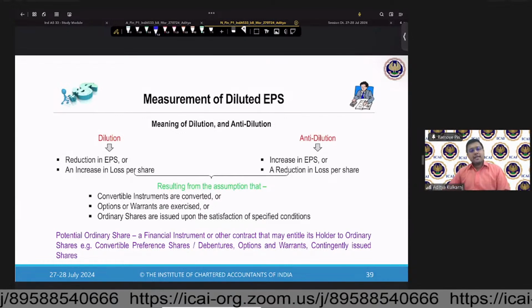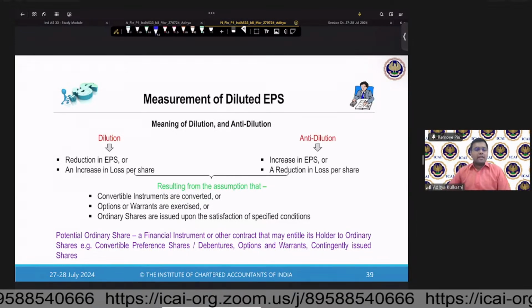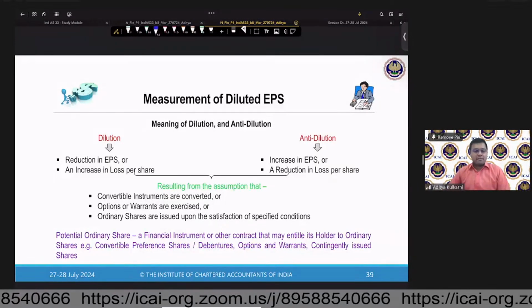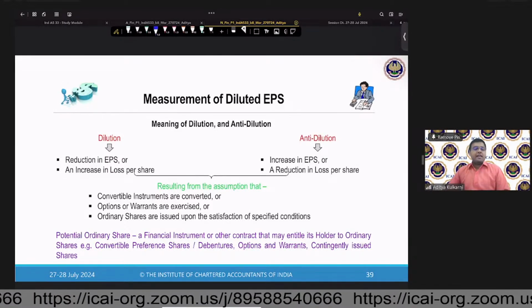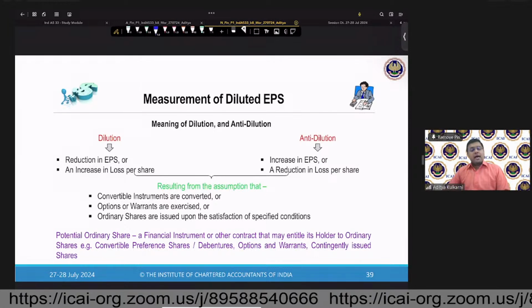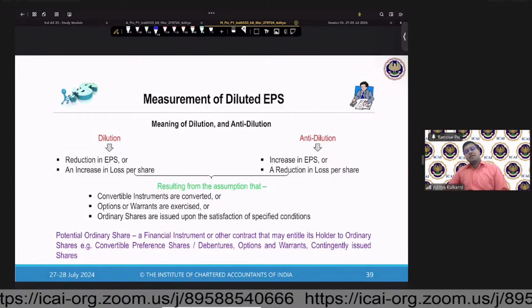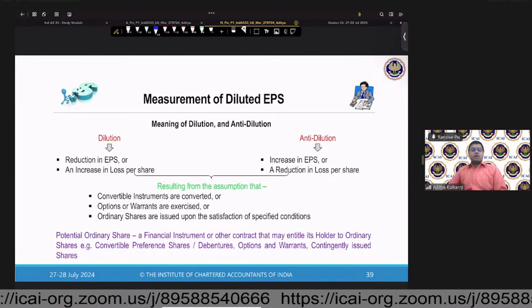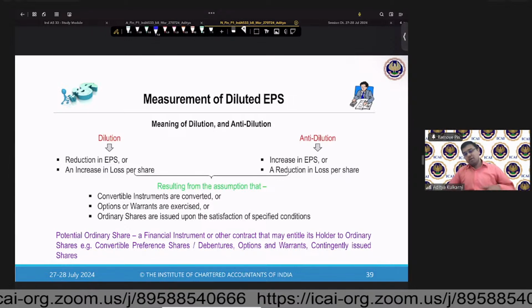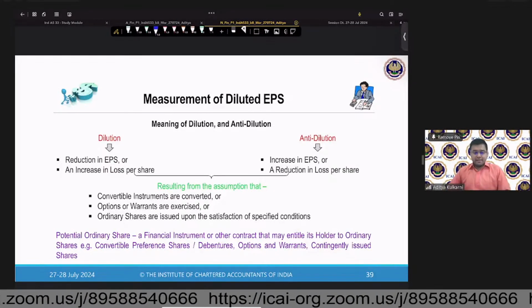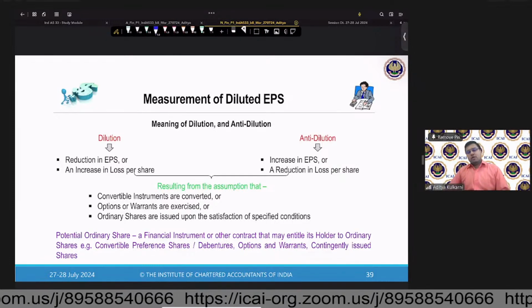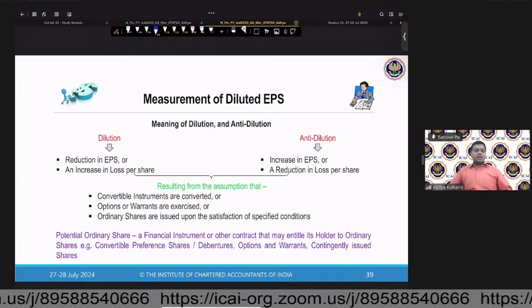So in all these cases, today they are not equity shares, so they will not come in the basic EPS calculations. But in the future, they definitely have a potential of conversion. And therefore, at that point of time, your EPS is going to be affected. And by virtue of that, what will be the implication on your EPS? So that is why you have this particular aspect.